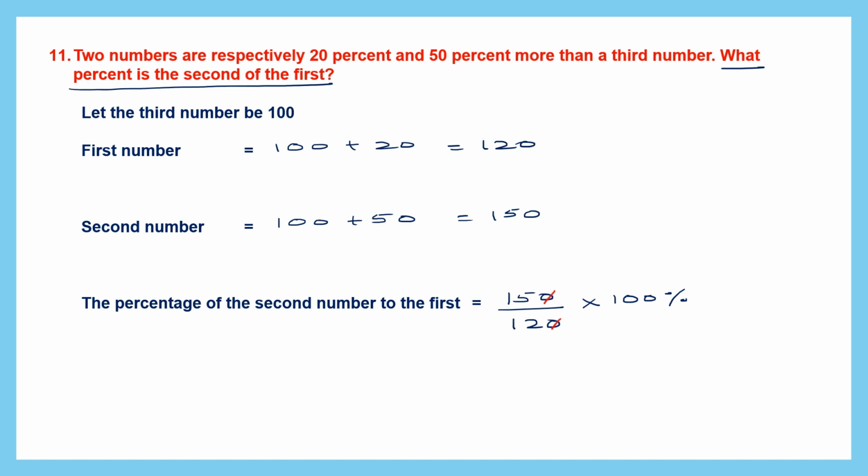So, cancel this. Now, 15 and 12 we can cancel by 3. 3 5s are 15 and 3 4s are 12. I can cancel 4 and 100. 4 1s are 4. 4 into 25 is 100. Now just multiply the numerators. 5 into 25 is 125 and put the percentage sign. So the percentage of the second number to the first number is 125%. So this is our answer.